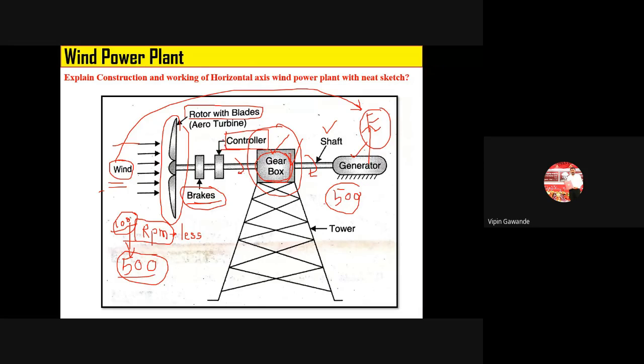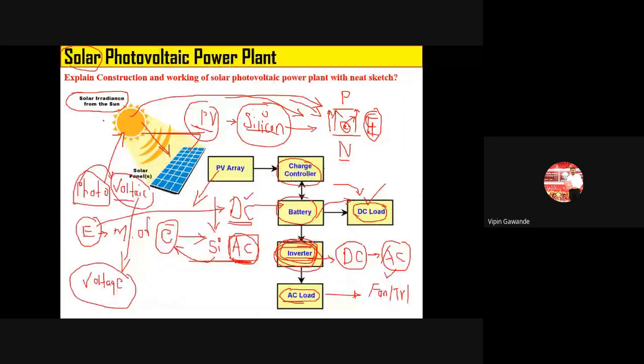Okay, so there is one controller, so we are using here the controller. Okay, so these are the different types of the power plants. So wind power plant, it works on the conversion of wind into electricity. So this is your wind turbine power plant. Then the solar photovoltaic power plant, it works on the conversion of solar energy into electricity.